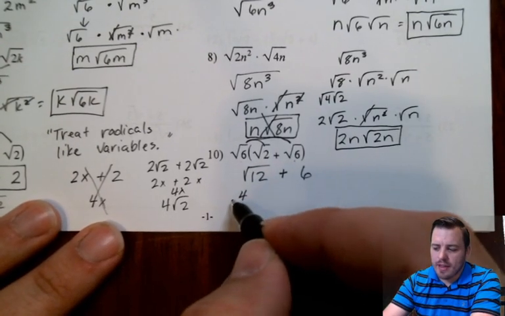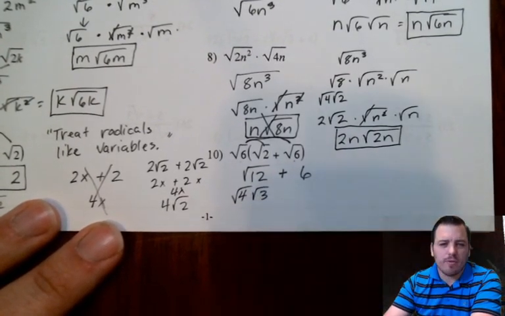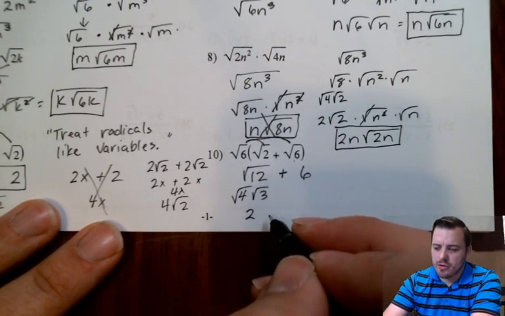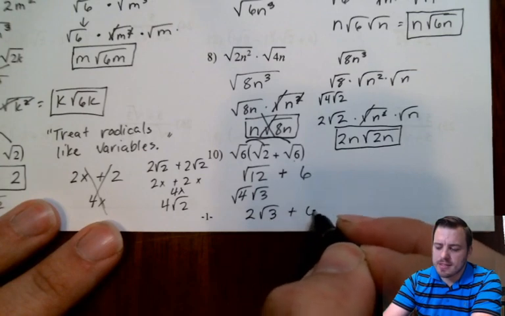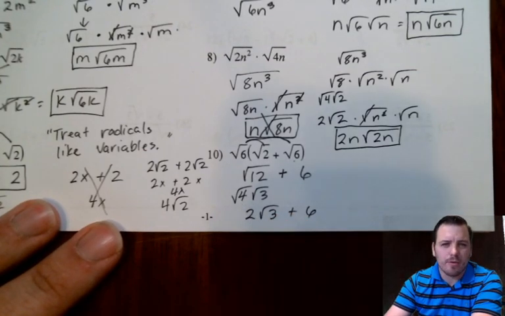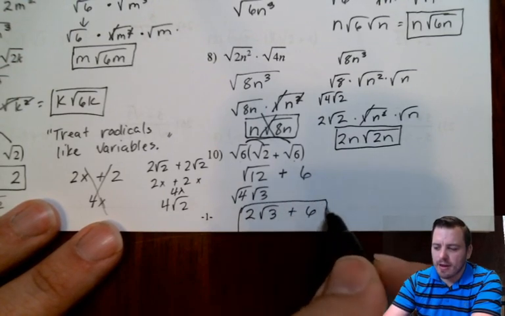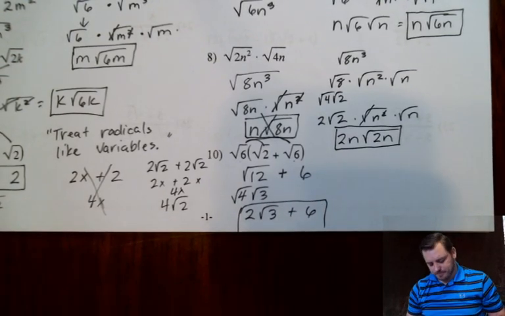4 will go into that. Radical 4 times radical 3 will give you radical 12. So then that would be 2 radical 3 plus 6. The 2 comes from the radical 4. The radical 3 just simply drops down. And that right there is my final answer.